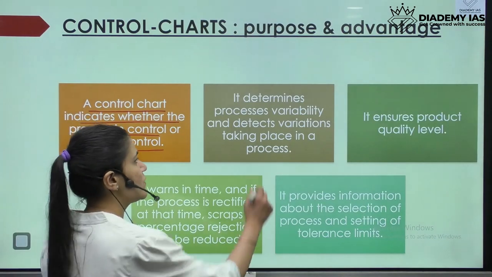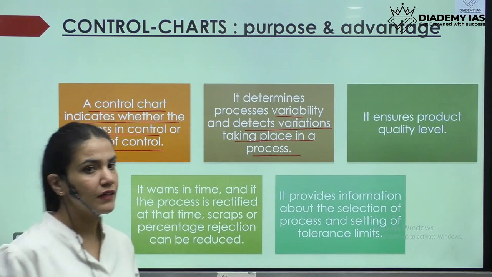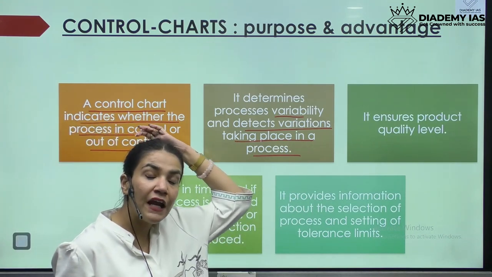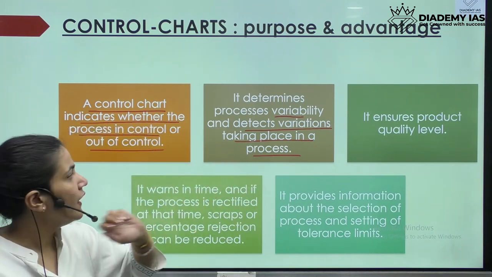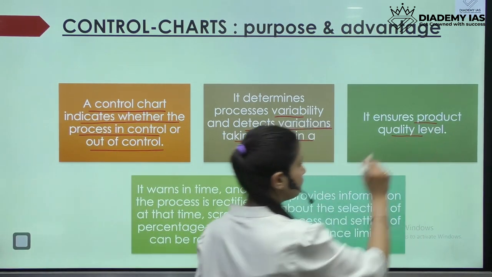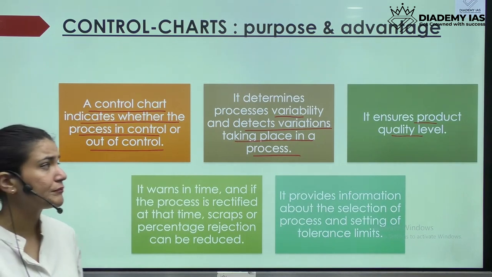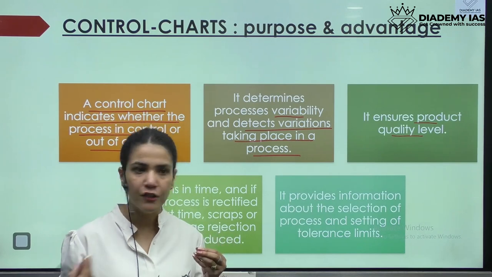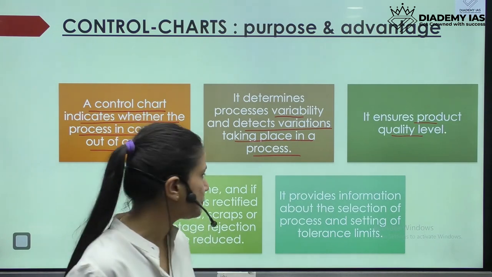It determines the process variability and detects variations taking place in the process. Like I just told you, the kind of variations that have been happening, how much in alignment the parameters are being followed, everything is clearly identified here using control charts. It ensures the product quality level. For sure, the product quality level is maintained very significantly, because at the end of the day, the quality of the product that you are manufacturing makes sure that the entire lifeline of your organization is going to last.